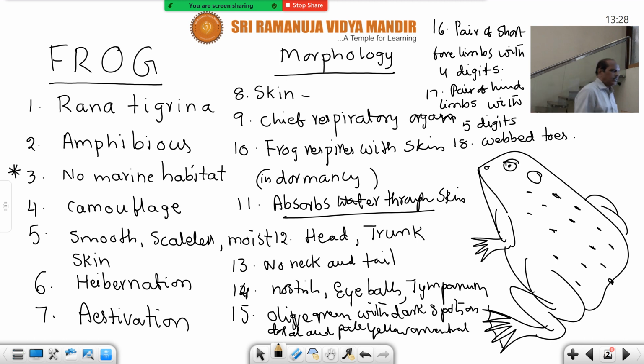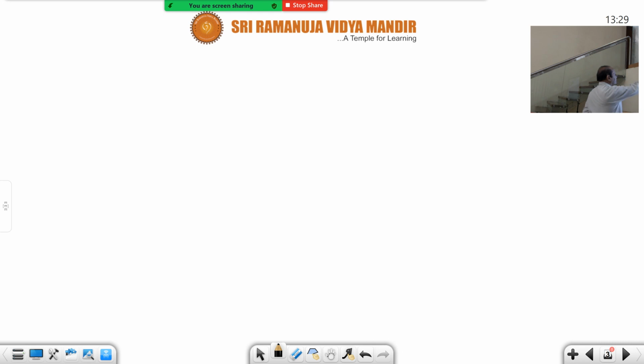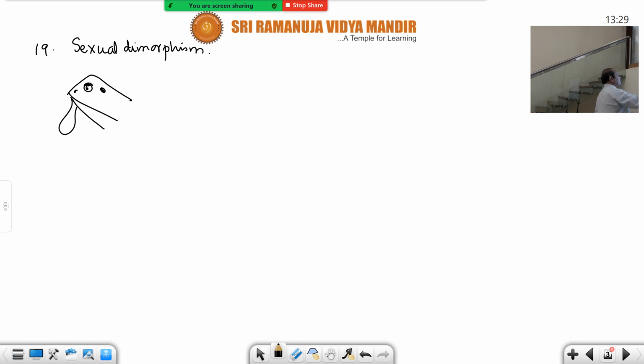In the morphological features only, you can also observe the sexual dimorphism. External sexual dimorphism is not there in frogs, but during breeding season, if you observe here, the pair of vocal sacs hanging from the lower jaw and the forefinger or first digit bear a copulatory pad. Vocal sacs and copulatory pads.